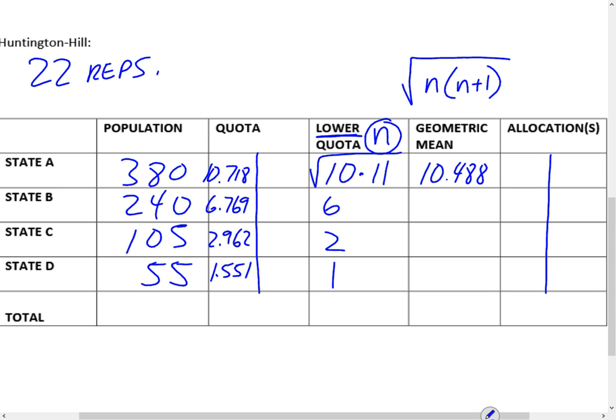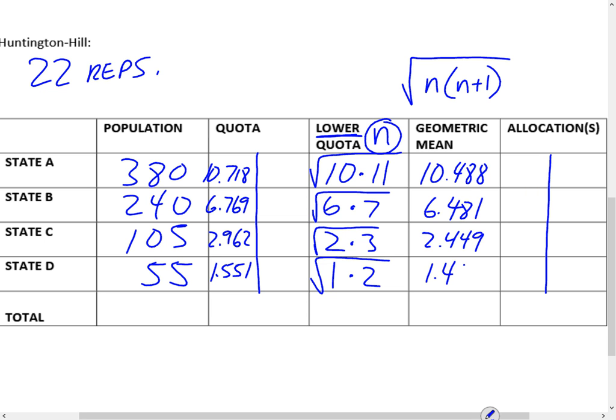So what do I do with 6? What's the n plus 1 for 6? 7. The n plus 1 for 2 is 3. The n plus 1 for 1 is 2. Don't forget the square root. That's usually where a mistake is made. People multiply and then they don't know what to do with it. The square root gets us back to numbers like this. If you're not getting these numbers or you're having problems with the calculator, see me when everybody's doing their reading.